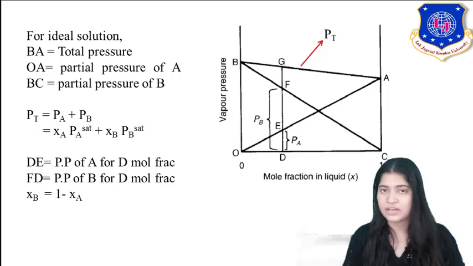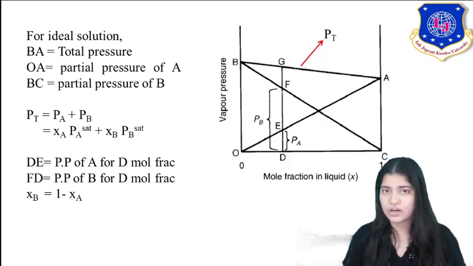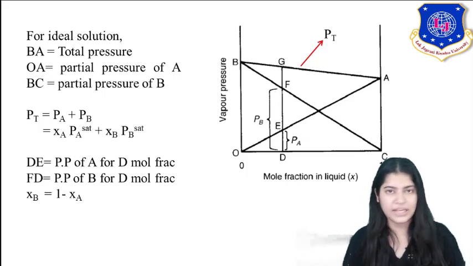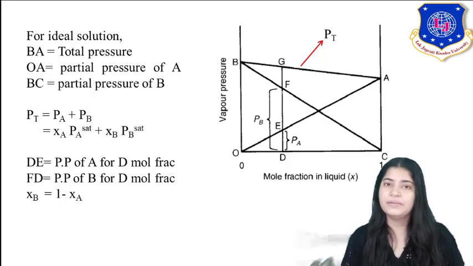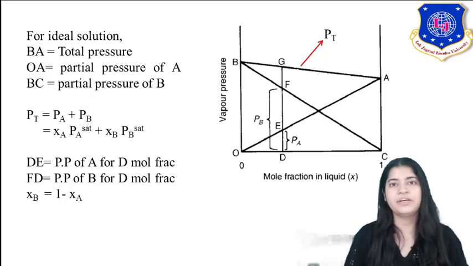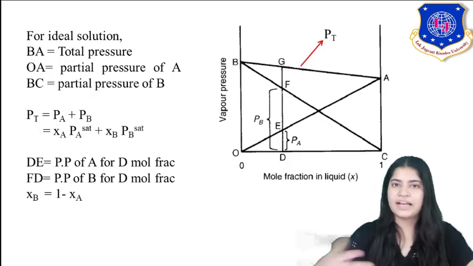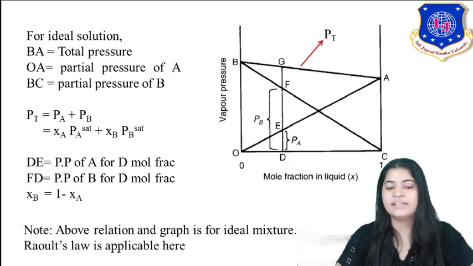When XA is 1, then only PA is equal to PA sat. But when I am talking about a mixture, your partial pressure will vary as your mole fraction changes. So the partial pressure of component A would be given and B would also be given. Now for D point, suppose we took an example, let the mole fraction be 0.2. So at 0.2 your PA would be 0.2 into PA sat. Calculating that way, you will get your total pressure. So this is for an ideal system.